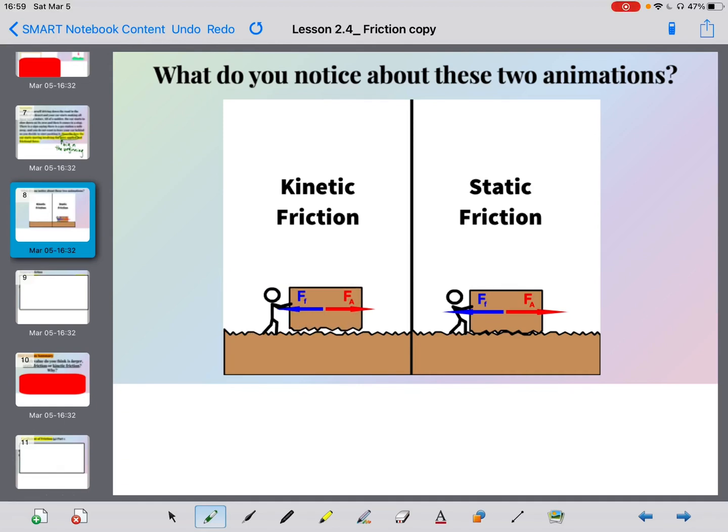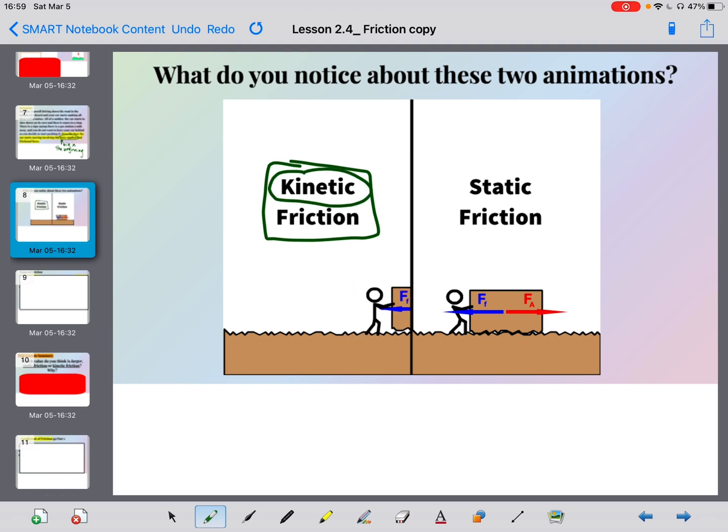So this is part 3 of lesson 2.4. All I want us to do right now is just notice something about these animations. On the left side, we have this kinetic friction going on, okay?